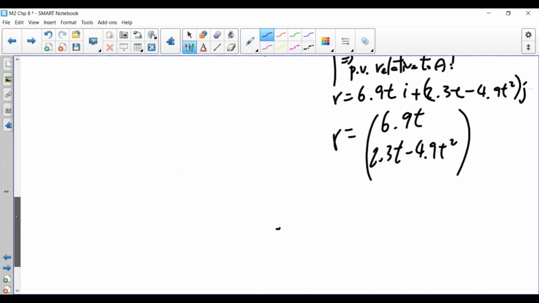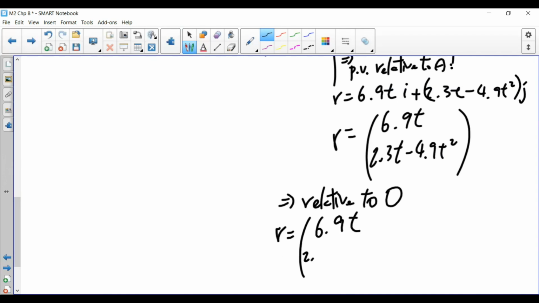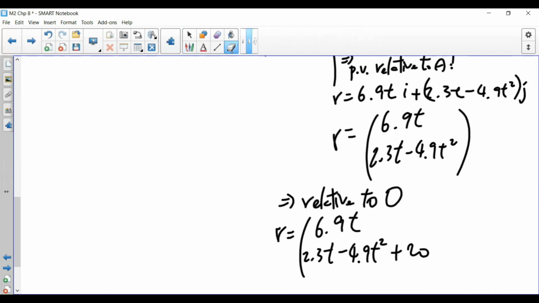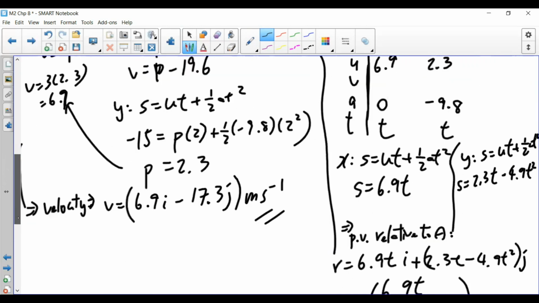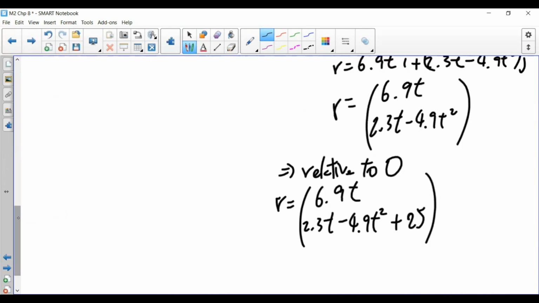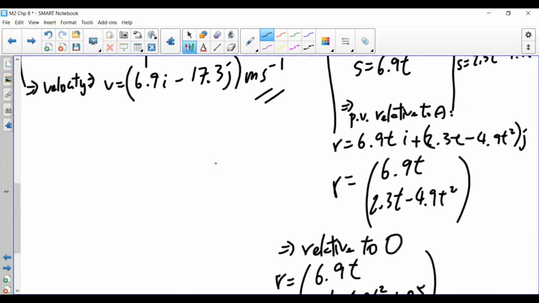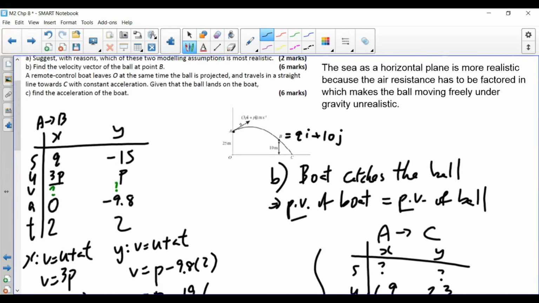So therefore, the R relative to O is 6.9T, and then 2.3T minus 4.9T squared plus 25. 20 was the previous question, 25 is this one. Plus 25 because we start counting from O instead of A. Right? So that's the position vector of the ball. That means using this expression, we know the position of the ball exactly second by second.